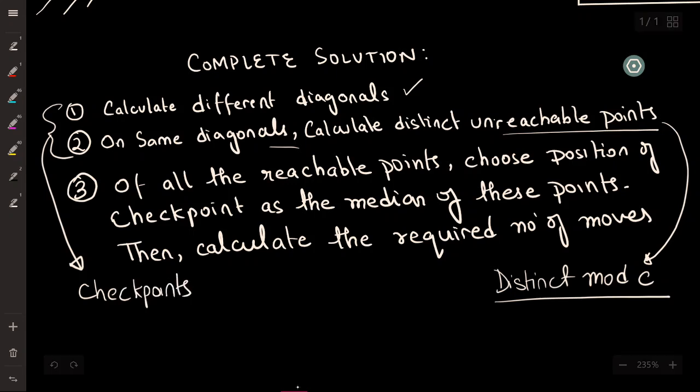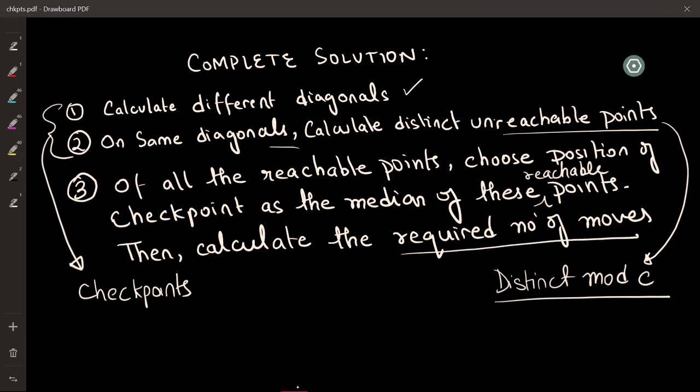So after we figure out the number of checkpoints, we are going to have to figure out where to place these checkpoints. So of all the reachable points, choose the position of the checkpoint as the median of these reachable points. All of these points are reachable. For one set of reachable points, select the median of those points and place that checkpoint at that point. Then after you've placed that checkpoint on that median, calculate the minimum required number of moves. Okay, and this is how you solve this problem.